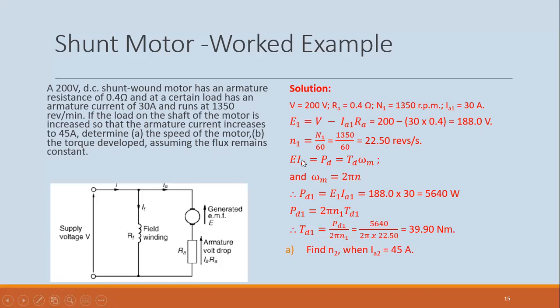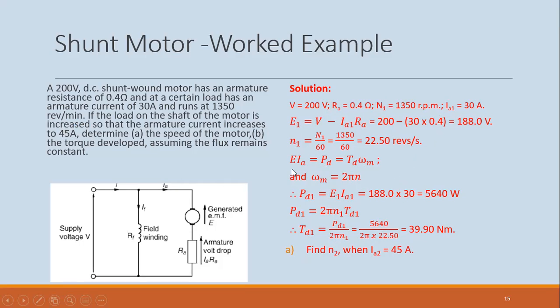We need to find those when the current has increased to 45 amps. So what we need to do is to find out what they are under the existing condition first, before the current is increased. So at 30 amps, the speed is 22.5 revs per second, and we're going to work out what the torque is at that current before we look at what it will be at 45.